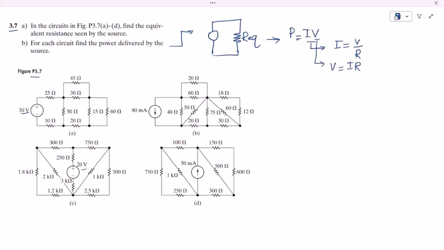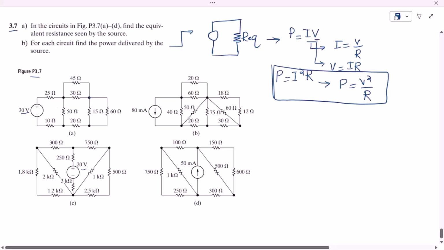From it you will have to find the powers, and the powers will be in the form of the consumed power across this resistor. So those would be P is equal to I square R, or P is equal to V square divided by R. You can use any of these formulas here for the power. Now as we are here, we will find the equivalent resistances.